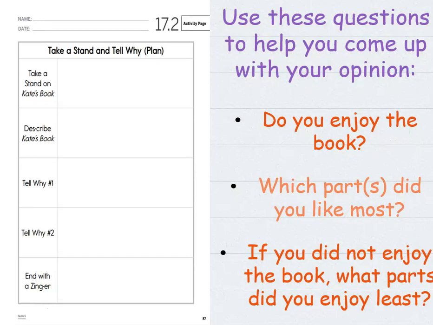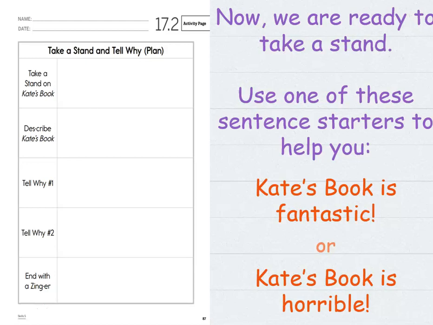Do you enjoy the book we've been reading? Which part did you like the most? If you did not enjoy the book, what parts did you enjoy the least? Now, we're ready to take a stand. Use one of these sentence starters to help you.